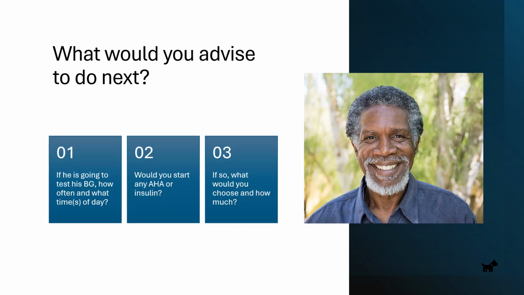So what would you advise to do next? I'm going to give you a minute to take a look here and make your decision. If he's going to test his glucose, how often and what time of day would you recommend that he test his glucose? Would you start with an anti-hyperglycemic agent or with insulin? And 3, if so, what would you choose and how much would you choose? You can pause this and take a moment to think about what you would do in this clinical scenario.